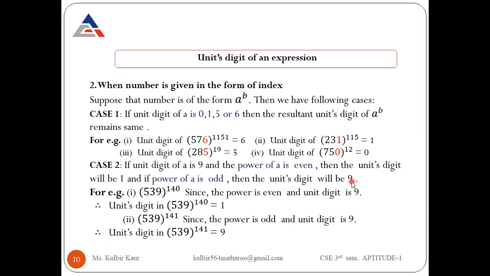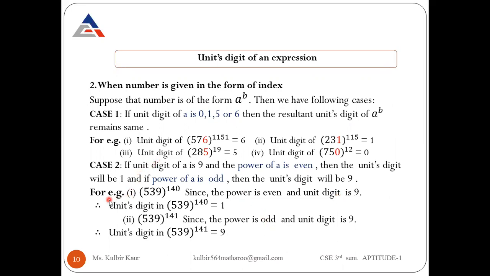It means whenever the unit digit is 9, we have two cases. What is case number 1? When power is even, answer will be 1. And when power is odd, what will be your answer? This is equal to 9. So we can conclude that whenever the unit digit is 9, then first of all we have to check the power. In this case, there is a role of power only. If power is even, answer will be 1. But if power is odd, then answer will be equal to 9. So there is no need of any simplification. We have just checked the power.